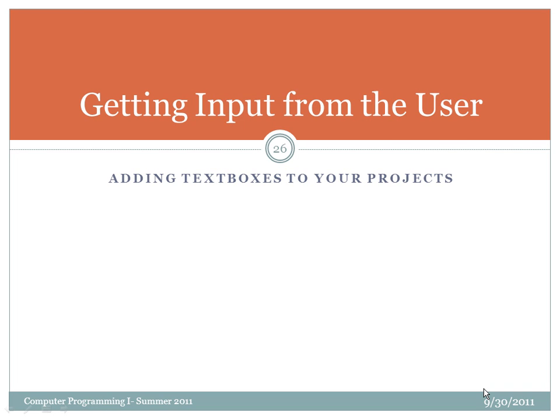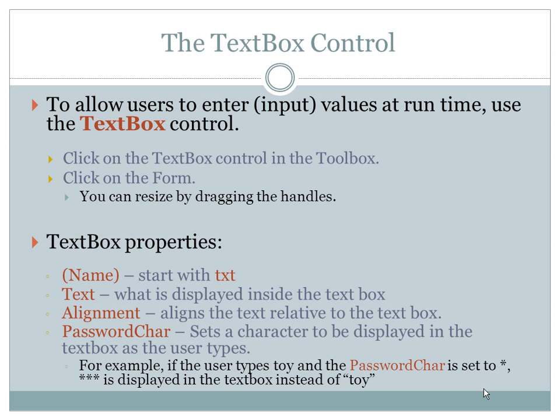In this short lecture, we're going to talk about getting input from the user and also displaying a message box. This time we're going to get input from the user using a text box. There is a text box control in your toolbox. You're going to click on that and then click on the form. You can then resize it by dragging on the handles.